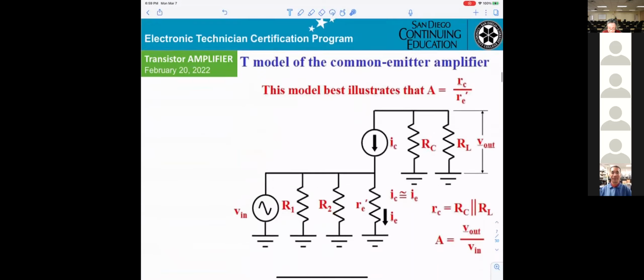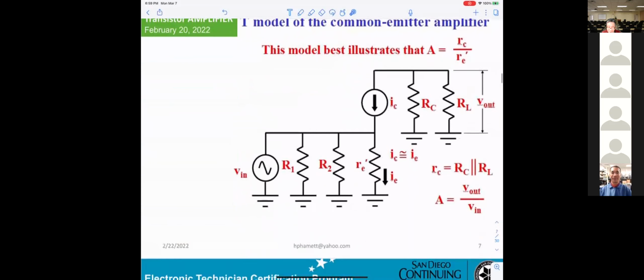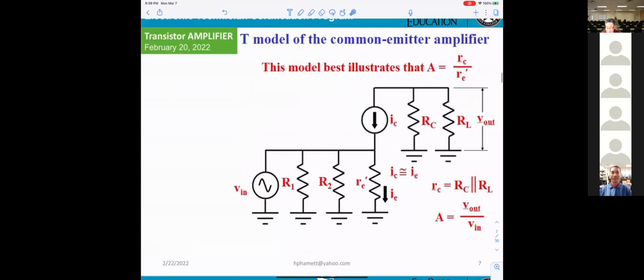Okay, this is basically they're just talking about the AC module. Okay, let's see. This is the collector right here. This is the base. This is the emitter.